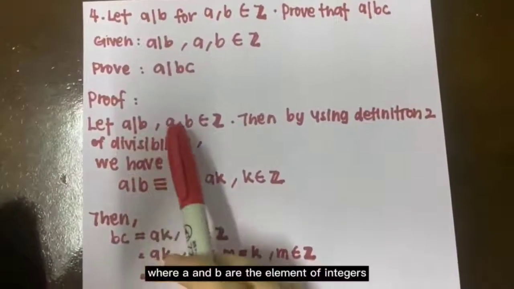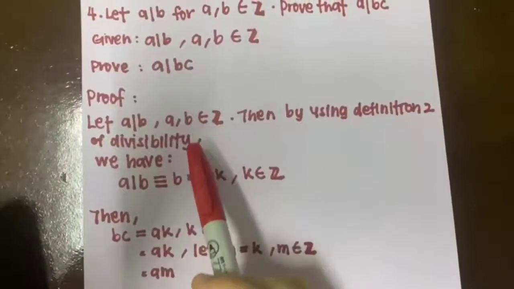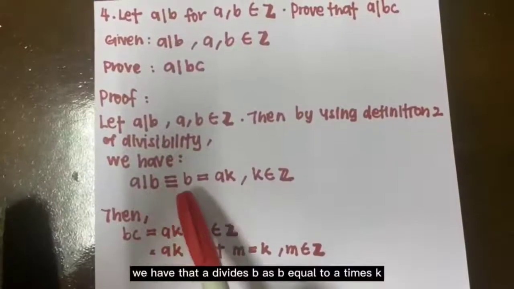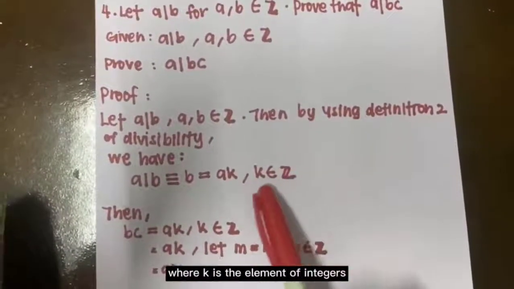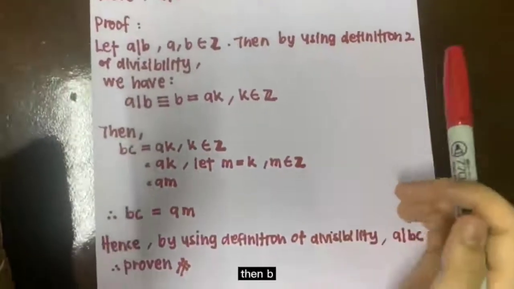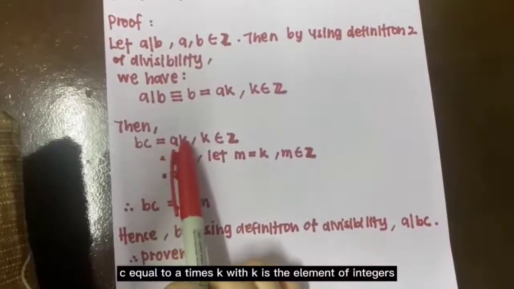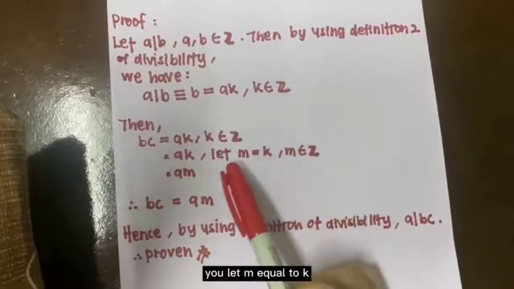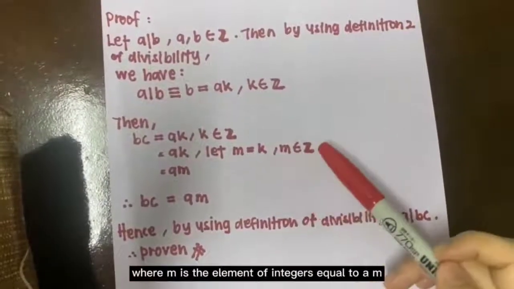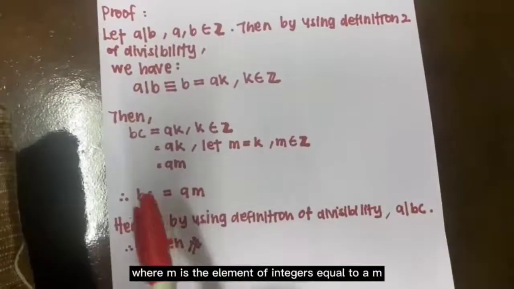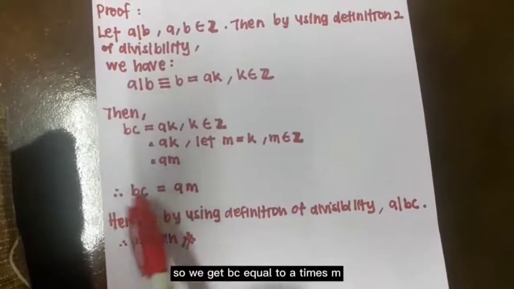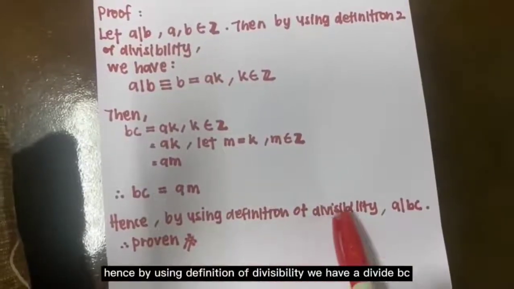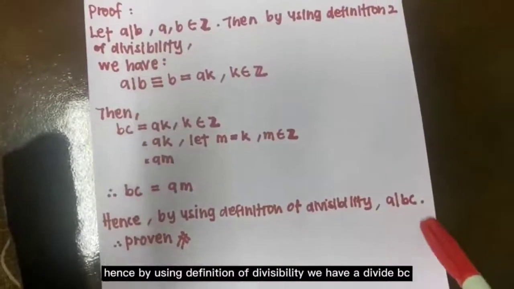Let A divides B where A and B are elements of integers. Then by using the definition of divisibility, we have that A divides B as B equal to A times K, where K is an element of integers. Then BC equal to A times K times C. Let M equal to KC, where M is an element of integers. So we get BC equal to A times M. Hence, by using the definition of divisibility, we have A divides BC. So it's proven.